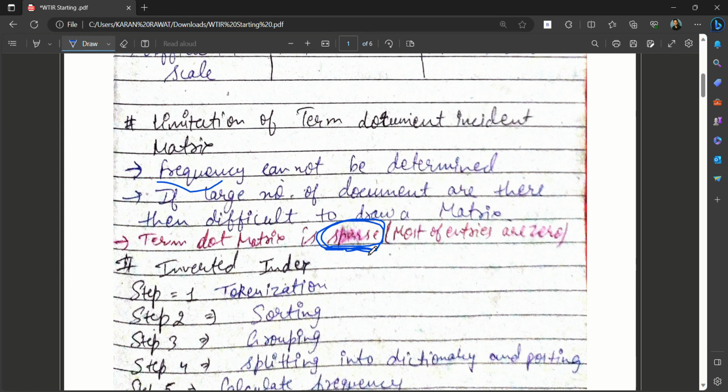and if a large number of documents are there, it is difficult to draw a matrix. And third, the most important, is that the term document incidence matrix is a sparse matrix, where most of the entries are zero. So these are basically the limitations of the term document incidence matrix.